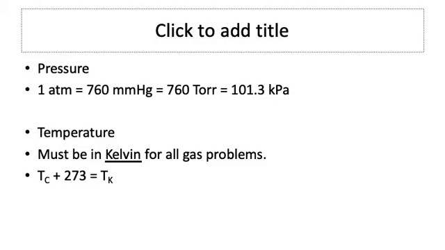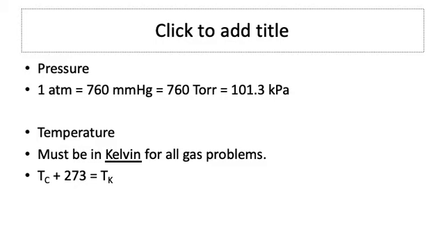Temperature is how much kinetic energy the particles have, so it's how fast they're moving and how much energy they have because they're in constant motion. If you heat a gas, the particles start moving faster and have more kinetic energy. And so temperature can be measured a lot of different ways.